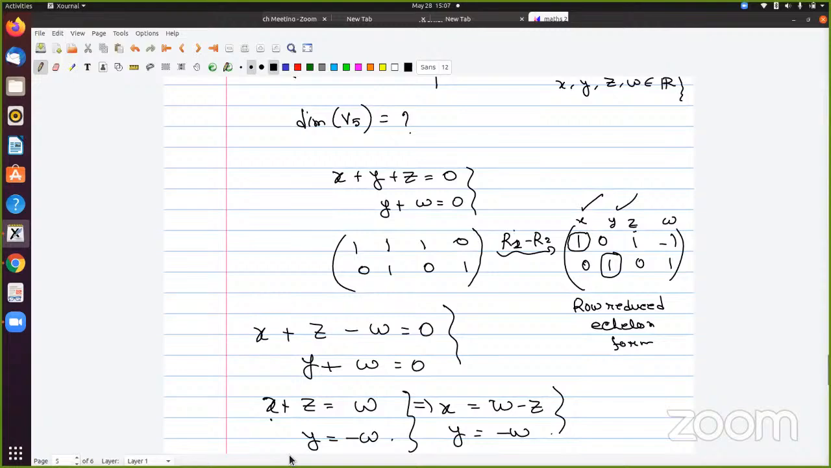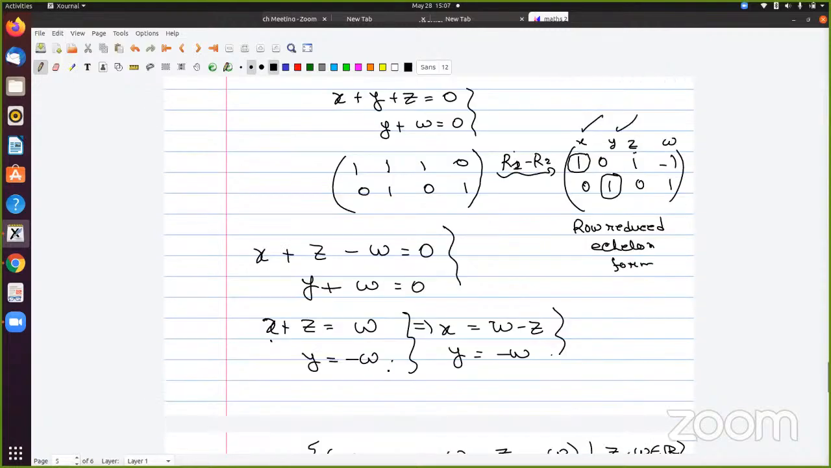Now remember what I was telling earlier: if you don't follow the convention, you can still get some basis. You can consider X as your free variable instead of Z, then also you get something, and that is correct. That will give a correct basis. But it is a convention to take the pivot elements as dependent and those without a pivot element as independent. That is a convention, not a rule.